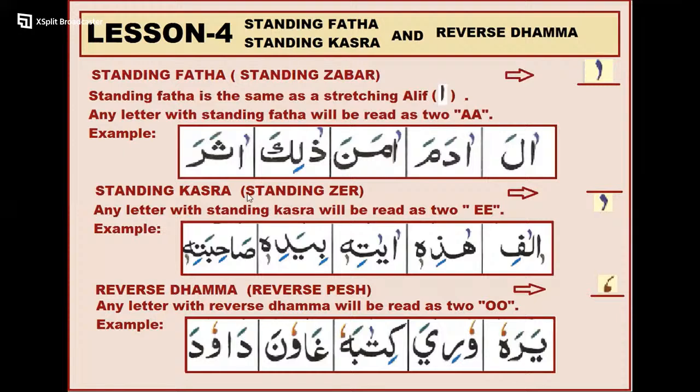Now standing kasra, which is also known as standing zir. Standing zir always comes below the letter. Any letter with standing kasra will be read as two e. So let's look at the example. Hamza standing kasra, e. Now here they're standing fatha.